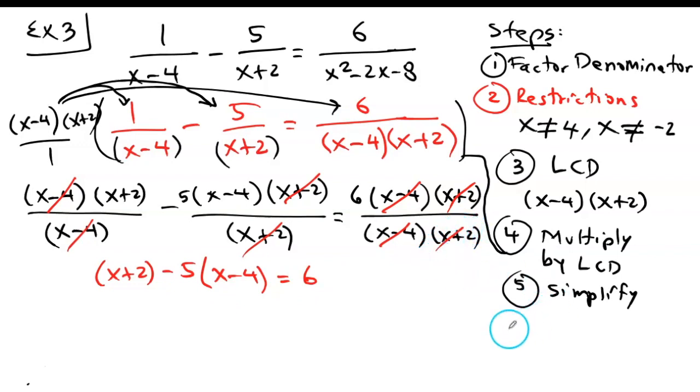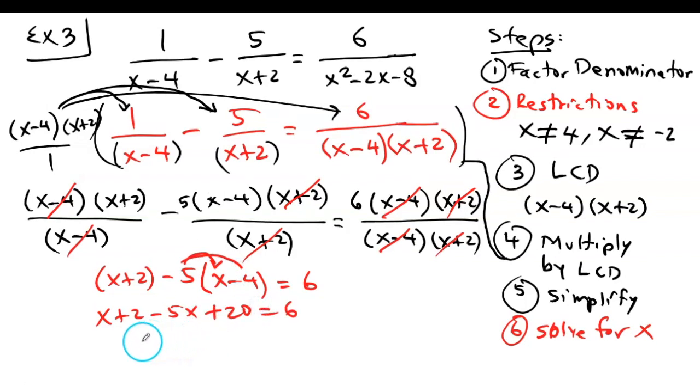Solve for x. So that's my last step. Solve for x in this case, or any variable that you have. There's nothing in front of this parenthesis, so I can just get rid of the parenthesis. But here I have a minus 5 that multiplies every single one of them. So I have negative 5x, and negative 5 times negative 4 is positive 20.